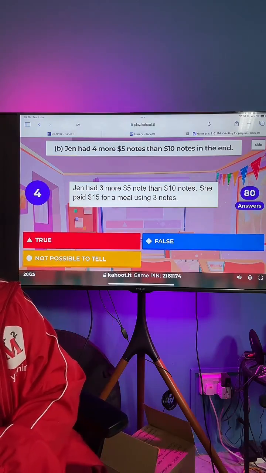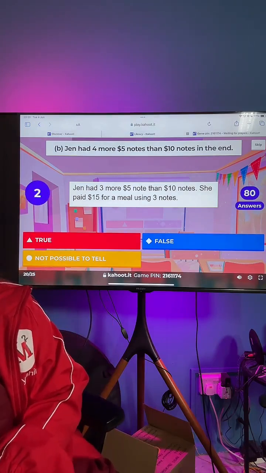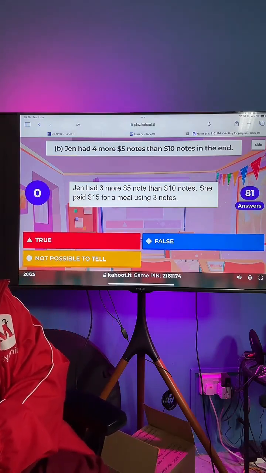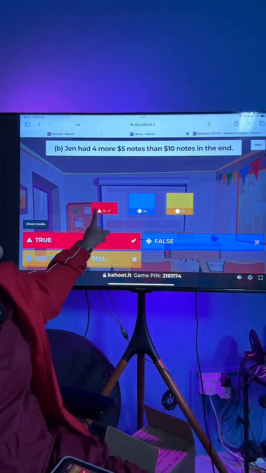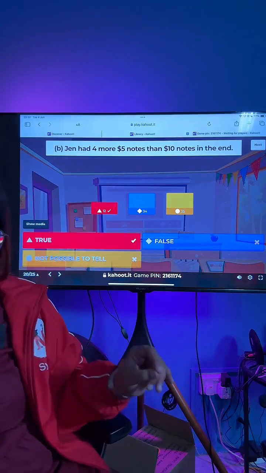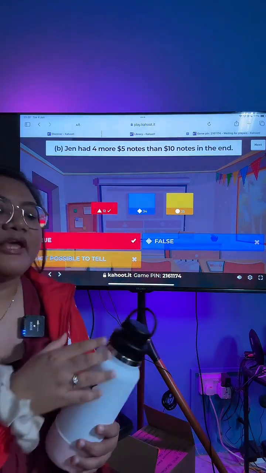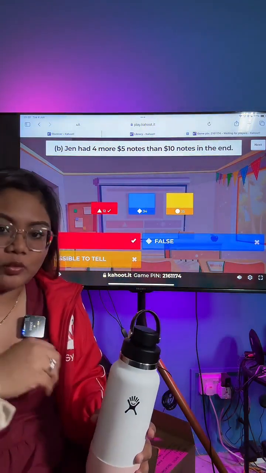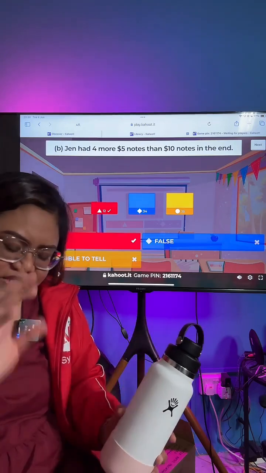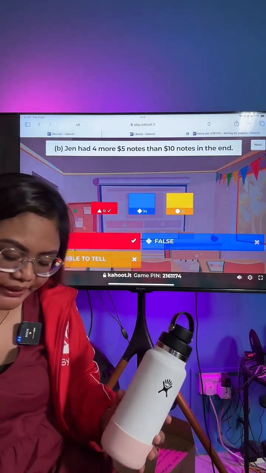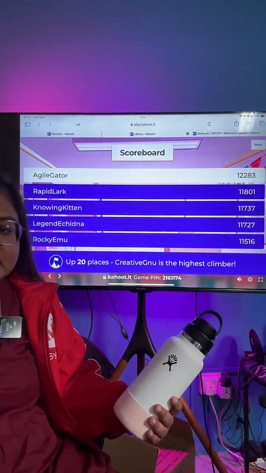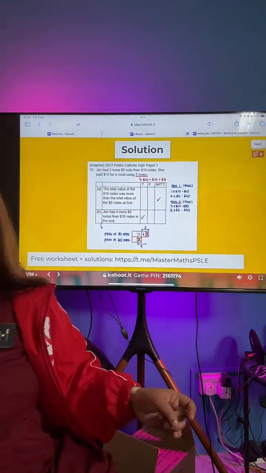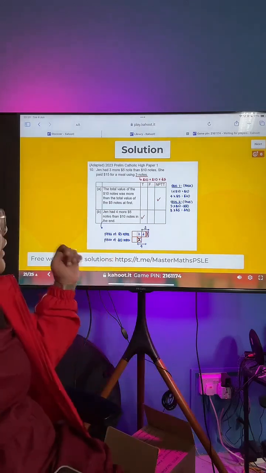Alright. Yes, you are correct. Okay, one last second. Let's take a look. The answer is true. Uh-oh, only 12 people got this right. By the way, this actually came out in one of the prelim papers for a school last year. Very similar question, just adapted. Let's see why, okay?